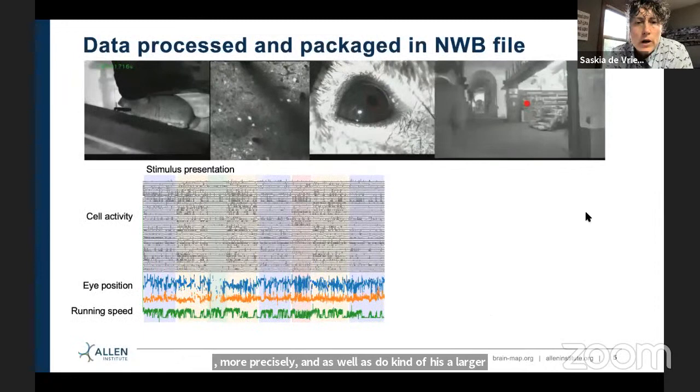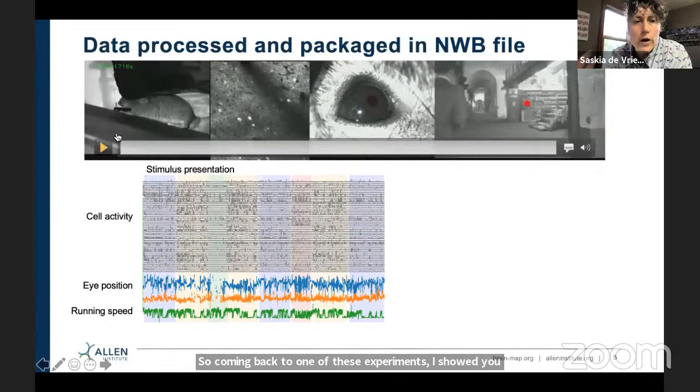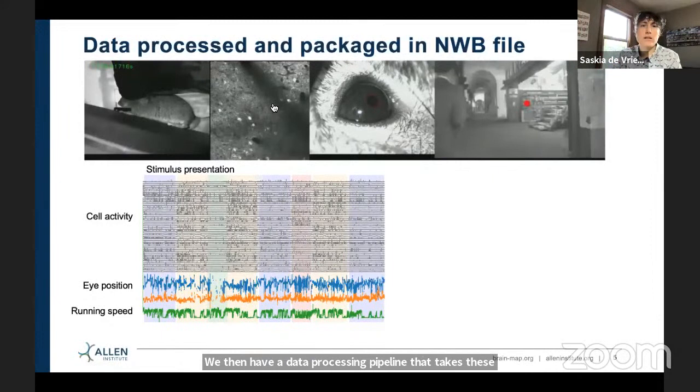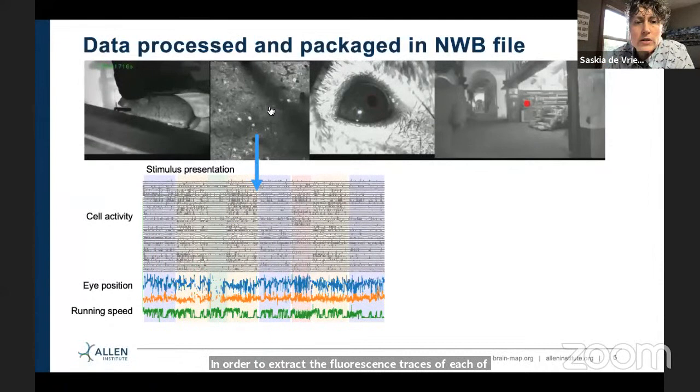So coming back to one of these experiments, I showed you what this looks like: we've got the running mouse, we've got the flashing calcium activity. We then have a data processing pipeline that takes these data streams and does a lot of the processing for it. So we do motion correction of our calcium imaging movie, as well as cell identification and segmentation in order to extract the fluorescence traces of each cell. And so we can pull out the activity of each of the cells. They're being plotted in this plot below. This is maybe 50 cells from one experiment.